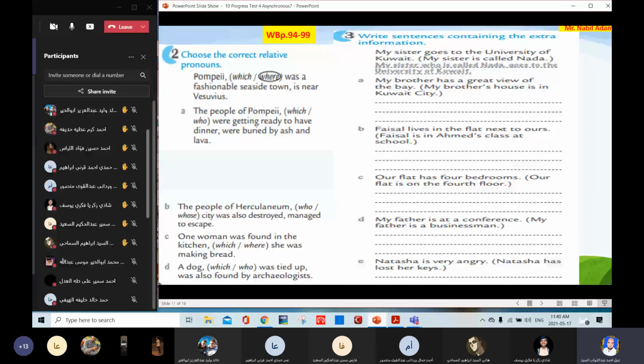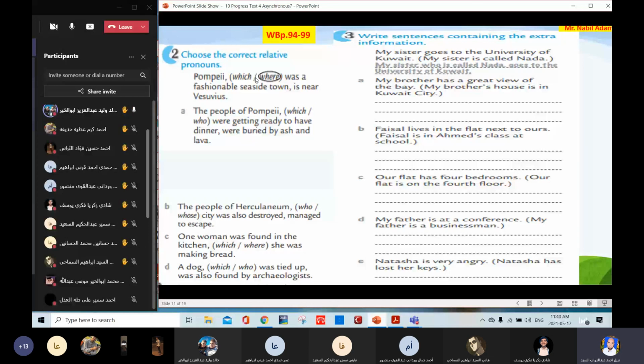For example, Pompeii, which or where was a fashionable seaside town, is near Vesuv. Pompeii, where was a fashionable seaside town. Pompeii, which was a fashionable seaside town. I think where is not right, so you have to correct it. We don't say Pompeii, where was a fashionable seaside town. The right answer is which, okay?